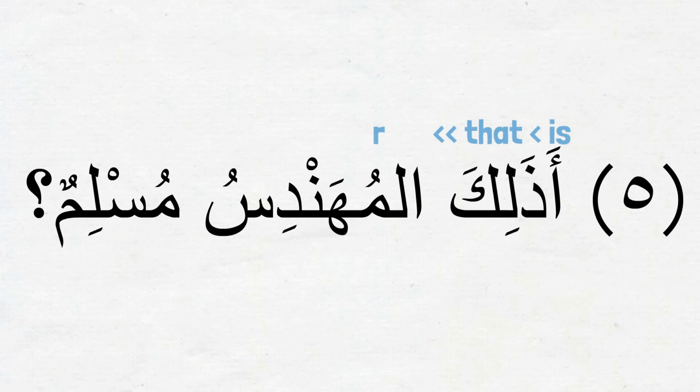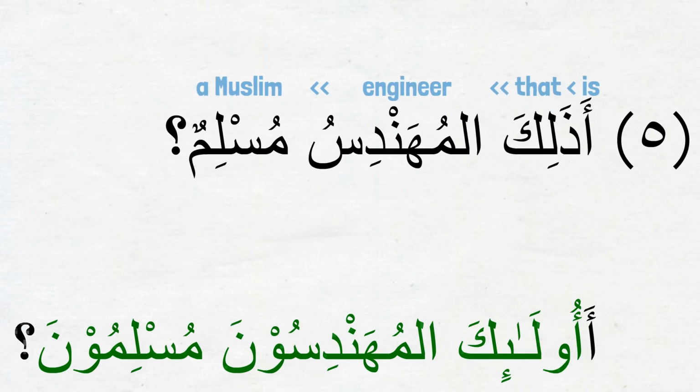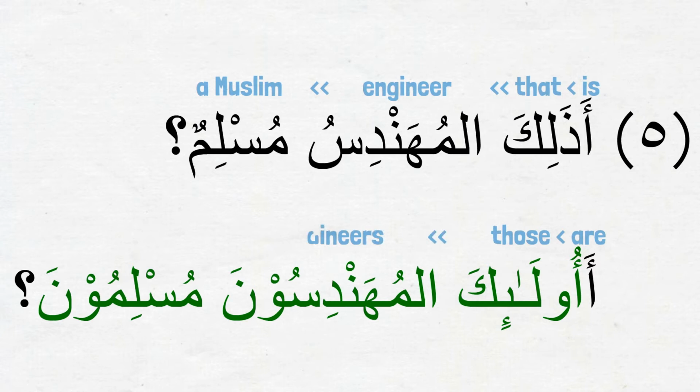Sentence 5 أذلك المهندس مسلم? Is that engineer a Muslim? How do we say are those engineers Muslims? We should ask أولئك المهندسون مسلمون?